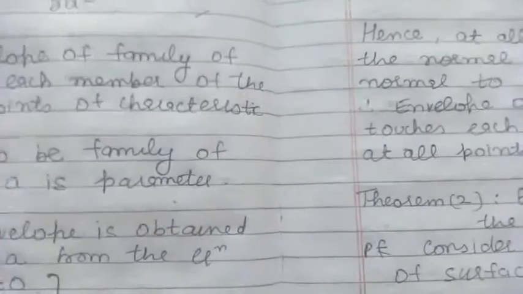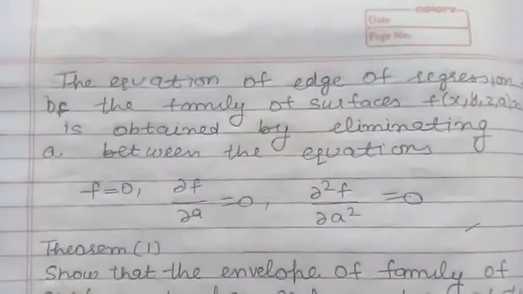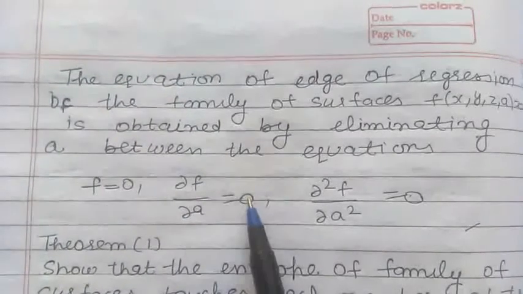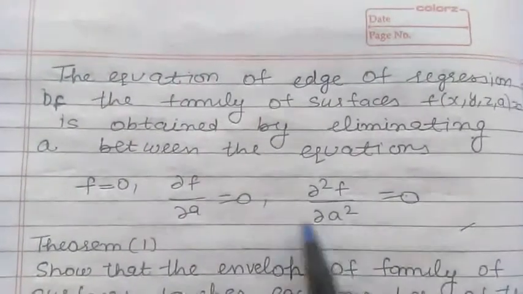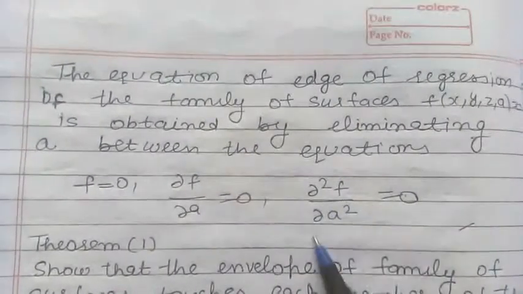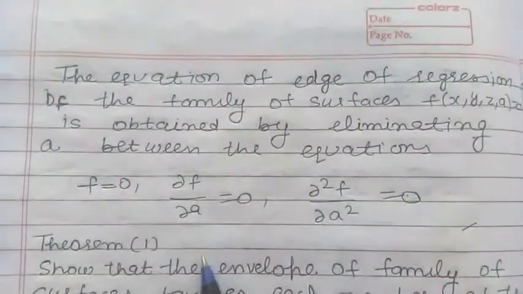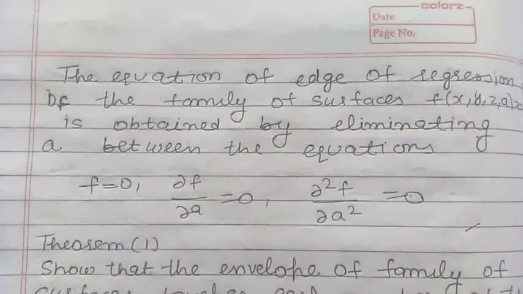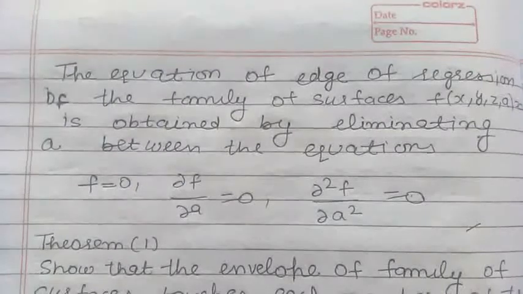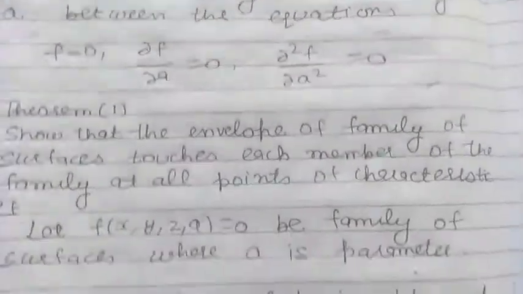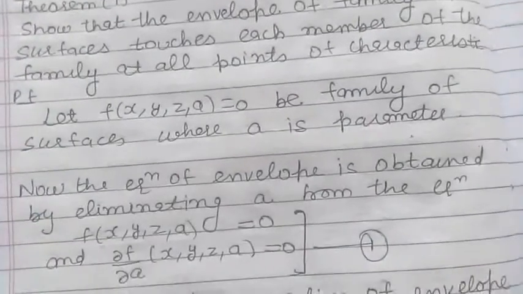Now to find the equation of edge of regression, we eliminate a between the equations f = 0, ∂f/∂a = 0, ∂²f/∂a² = 0. So from these three equations, we eliminate the parameter a to get the equation of edge of regression. Now let us discuss two important theorems based on the envelope and edge of regression.